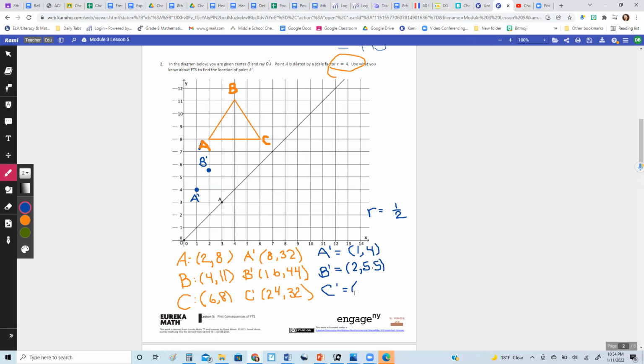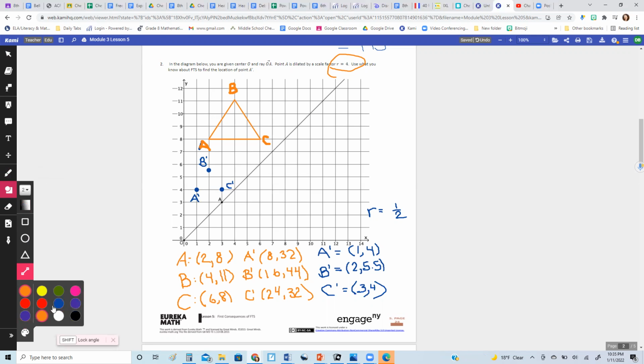All right, so C prime, let's see where C prime is. So C was 6, so C prime is 6 times 1/2, which is 3. And then Y is 8 times 1/2, which is 4. So we have the point 3, 4. And that right there is C prime. Then you are going to have to use a ruler to connect the dots. That's not a big deal.